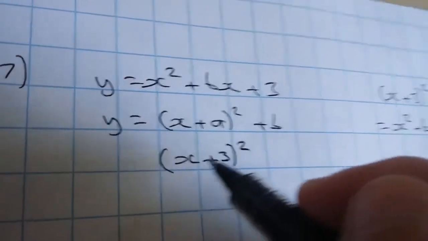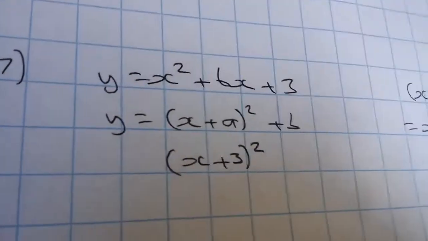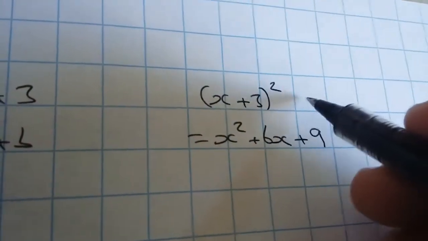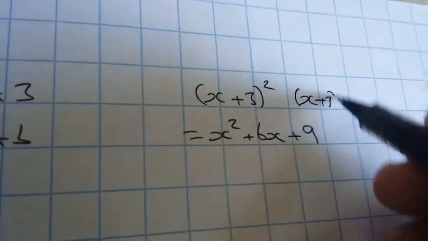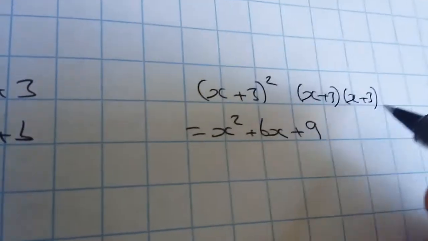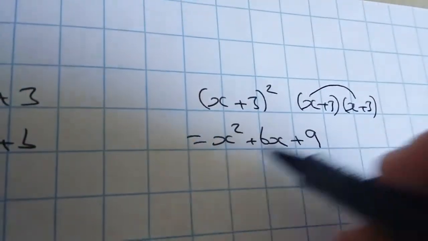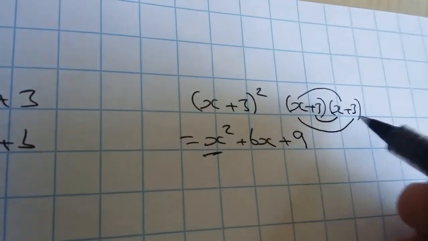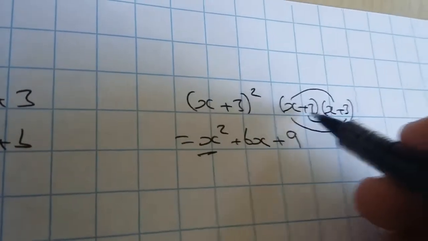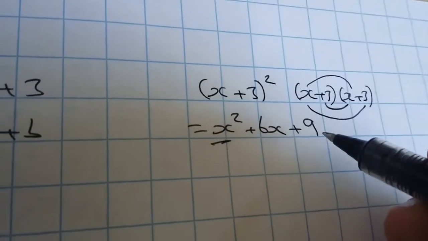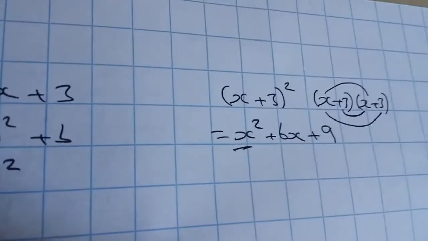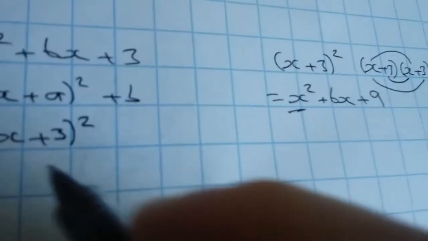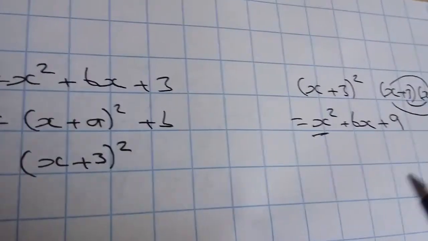Because if I look over here when I multiply that out, x plus 3 squared means x plus 3 times x plus 3. That gives me the x squared. This will give me 3x, this will give me 3x, the total 6x. 3 times 3 is 9. Now, this is what the bracket would give me: x squared plus 6x plus 9.